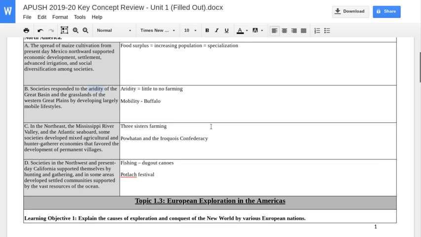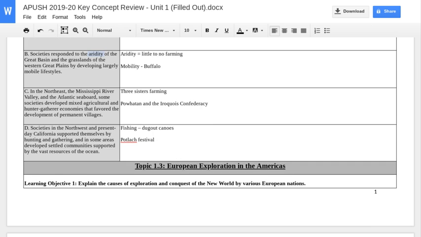Moving on to D. In the Northwest, you're basically looking at some hunting, gathering, and fishing. A good specific to bring in with the fishing is that they developed dugout canoes to be able to do this. And as far as their communities and social stratification and everything else, it wouldn't be a bad idea to reference the potlatch festivals with regards to this.